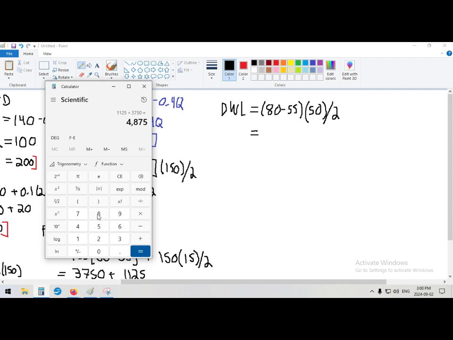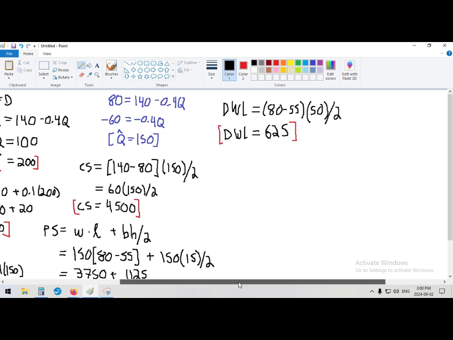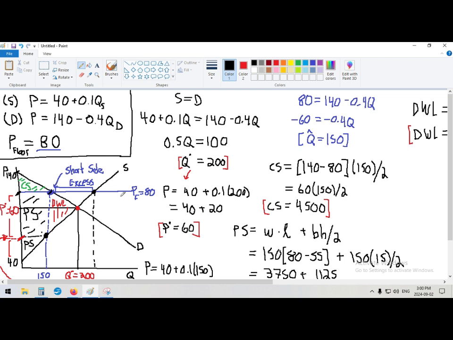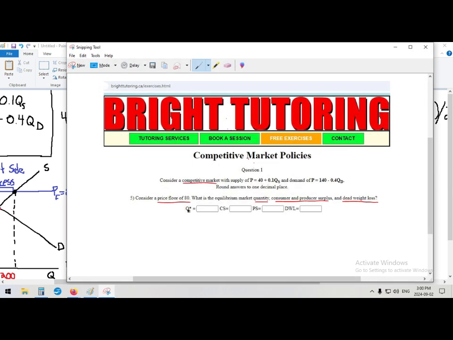So let's see, what do we have? So we have 80 minus 55 times 50, and then divided by 2. So 625. So that 625 used to be part of the market welfare because we used to capture those gains from trade. But now with this market policy coming into play, these units don't get sold. So we have 50 fewer units being sold, and we lost 625 units in terms of welfare. And that's how you do that question.